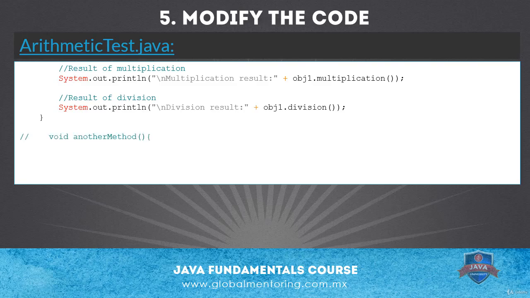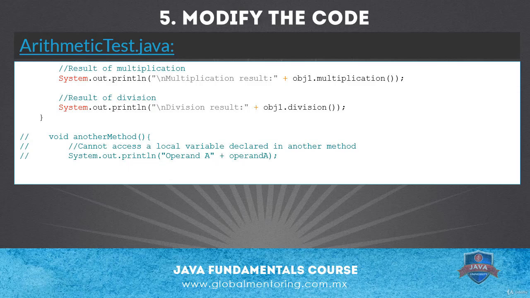And for example, if we had another method, remember that we cannot access a local variable declared in another method. So if we wanted to use the operand A variable, it's not possible. That's why this method is in comments, because it generates an error. But you can test it to check the error. And we close the class.